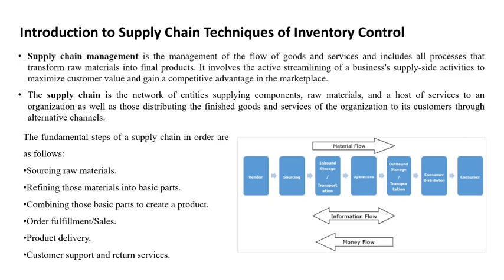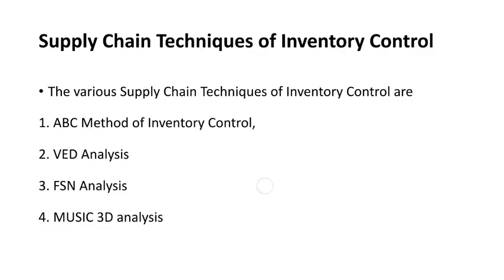So we see different activities which happen in supply chain: sourcing of raw materials, refining those materials into basic parts, combining those basic parts to create a product, order fulfillment, sales, product delivery, customer support and return services.